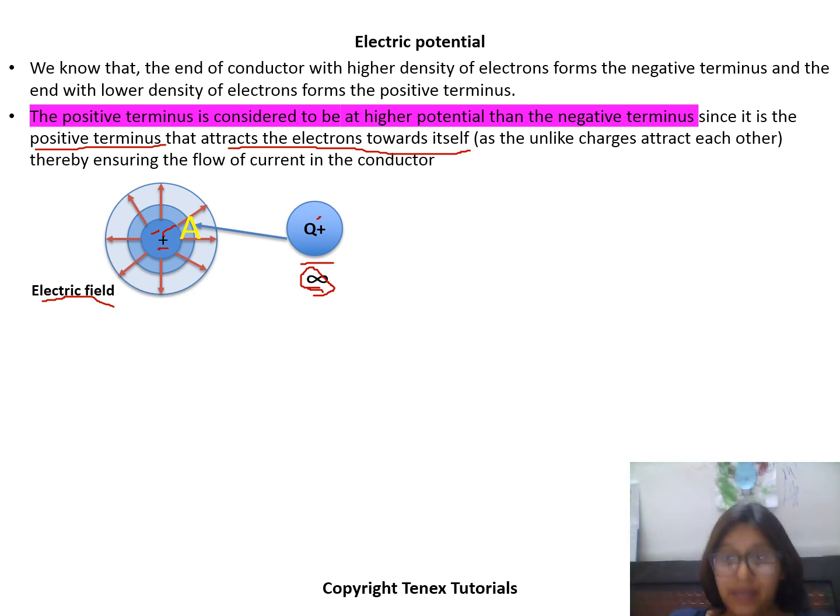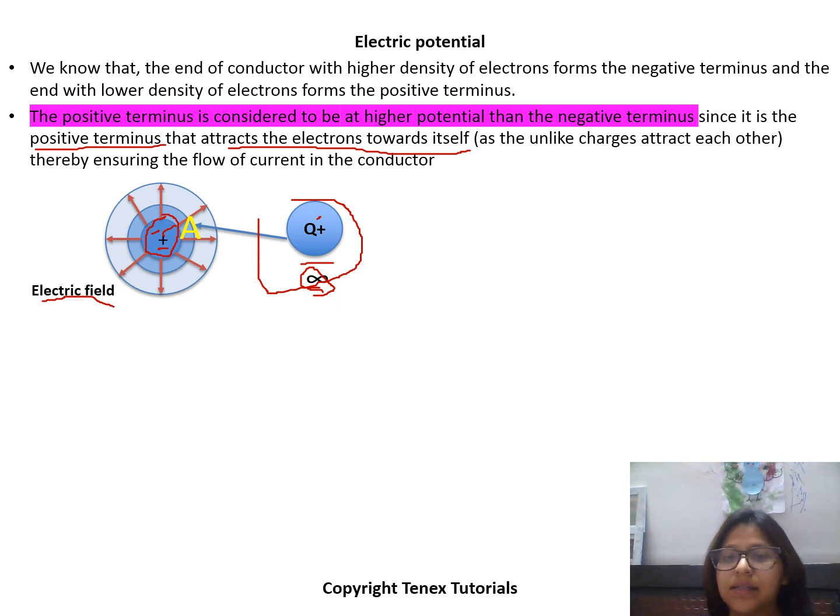That means I will have to perform certain work in order to send this particular quantity of charge, which is kept at infinity, inside the electric field of this particular charge. Isn't that so? So this is what is denoted by the electrical potential. Let us read the definition of electrical potential.